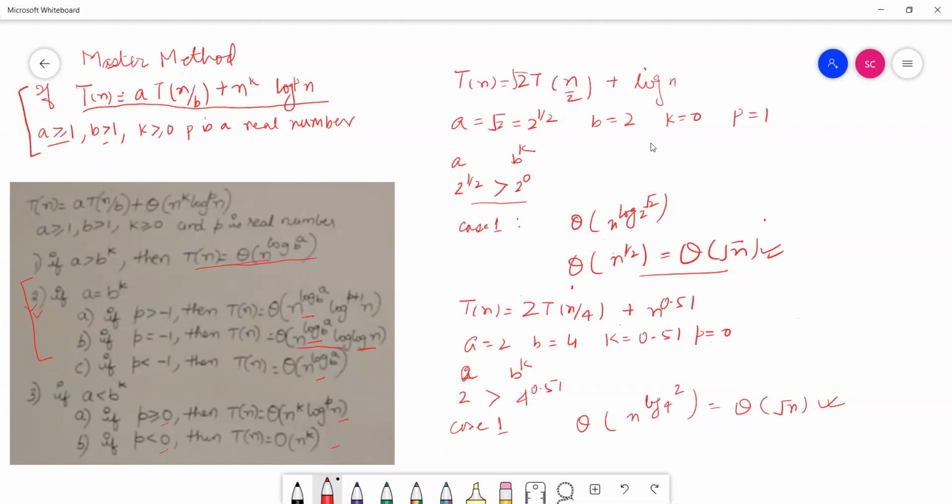Class? Yes, sir. Sir, 4 to the power 0.51 will be greater, right? 4 to the power 0.51 will be greater than 2. Okay, fine. So this becomes less than, okay. So it will be case 3, basically. Okay, so it will be case 3.